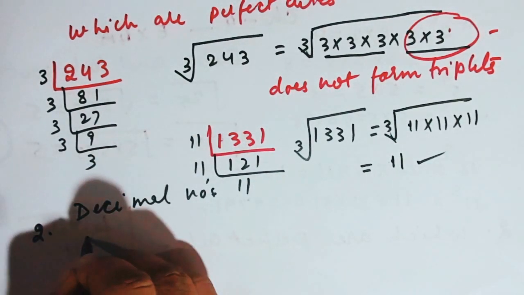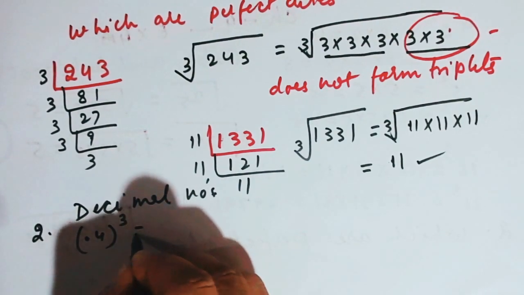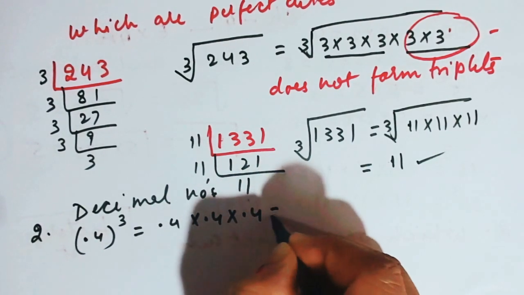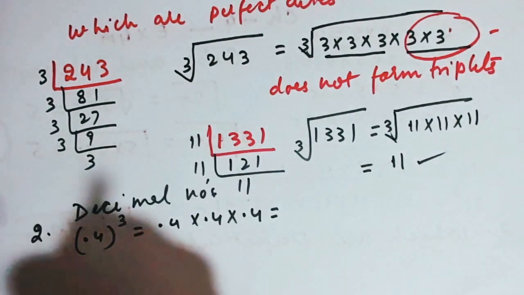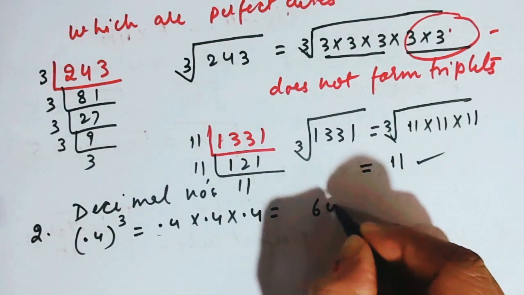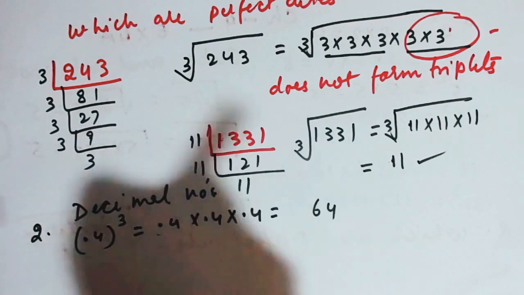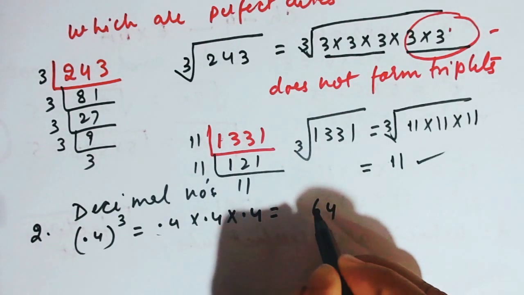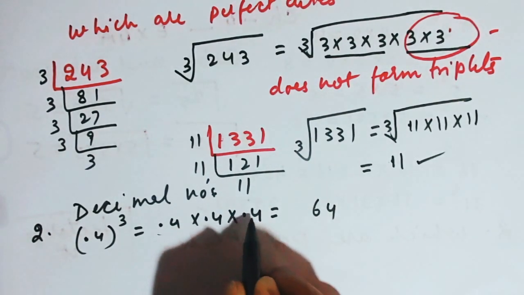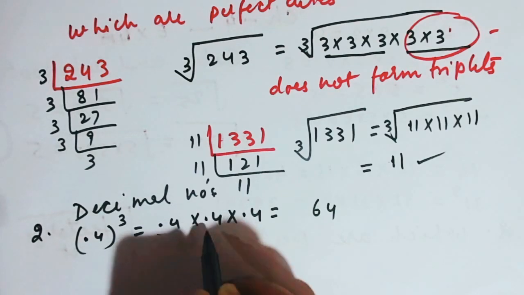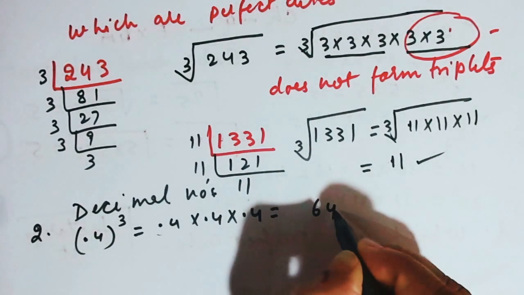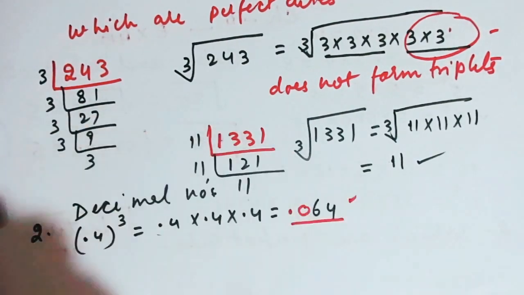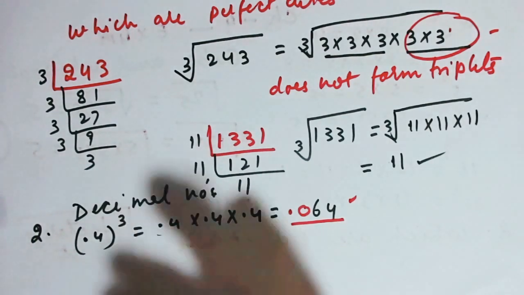So for decimal numbers, 0.4 cube will be what? 0.4 times 0.4 times 0.4. After you multiply, 4 4s are 16, 4 16s are 64, the priority will be to put the decimal. Let us put the decimal. The decimal will be after 3 places. Have a look: 1 place from the back, 1 place from the right, so 3 places from the right. This is your number. So see that you do not get confused.